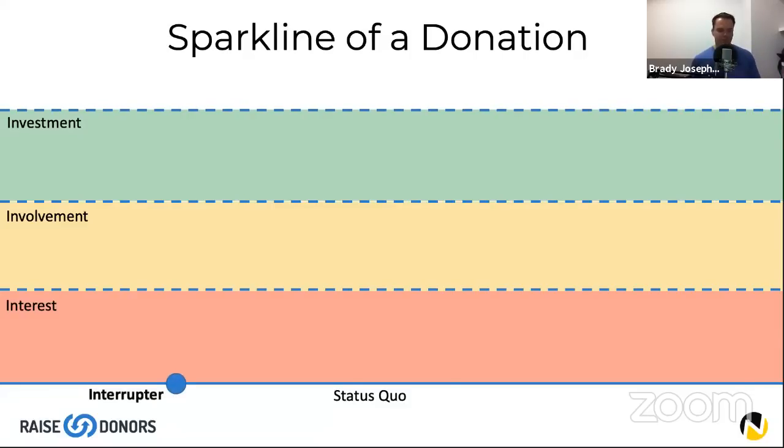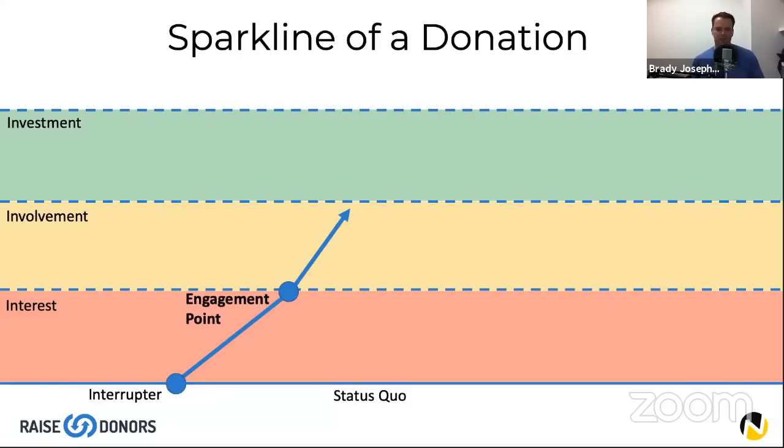And that often starts with some form of interrupter. This could be an ad, it could be a billboard, it could be an email, something that makes people stand up and take notice to actually engage with the idea of giving. So that moves them into the interest bucket. Now they're at this engagement point. This is when they're normally on your donation page, on your landing page, on your website.